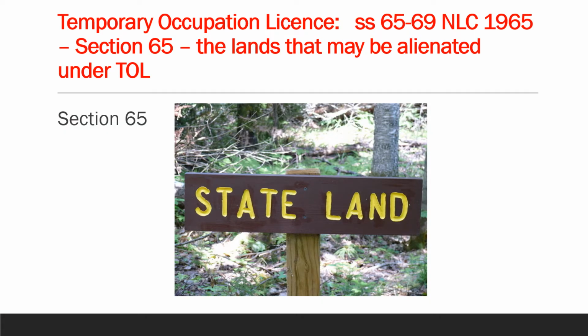Temporary occupation license is granted to an applicant where the person may occupy state land for the period allowed to him under the law. So first of all, we need to understand that temporary occupation license, or TOL, as I will be referring to it off and on, is on state land. It is not land that is held by an individual.